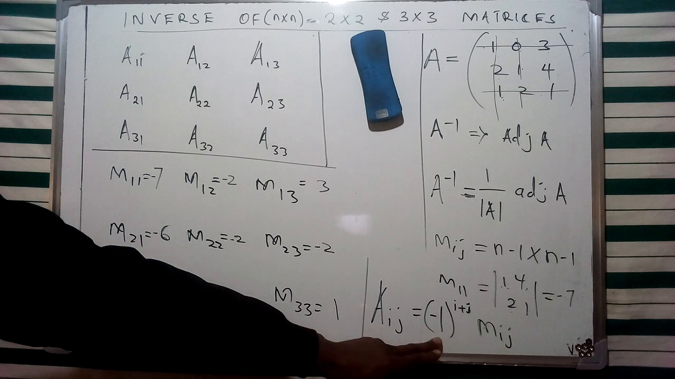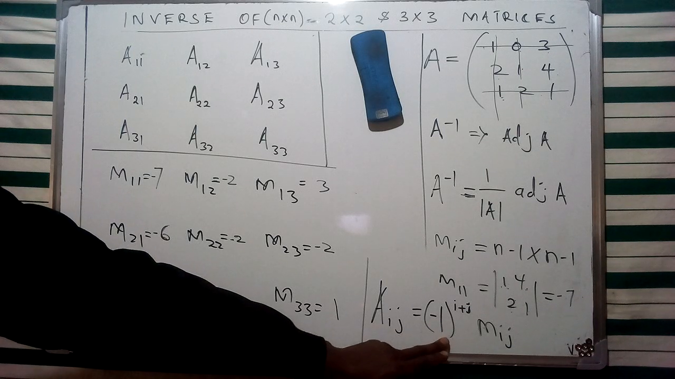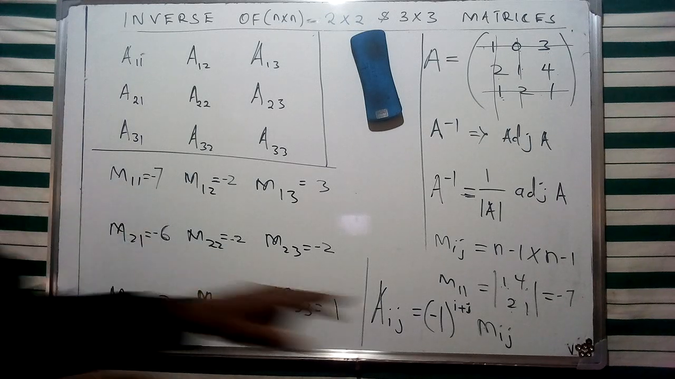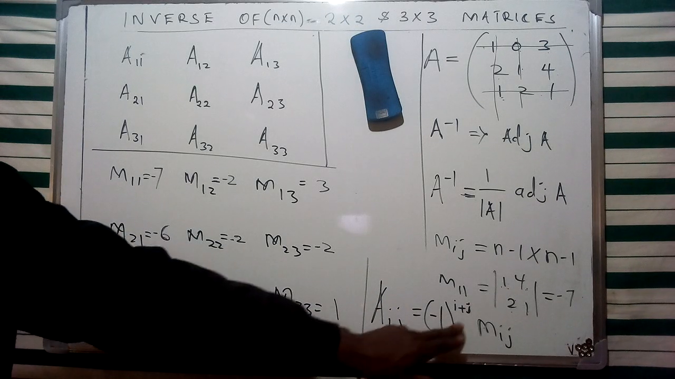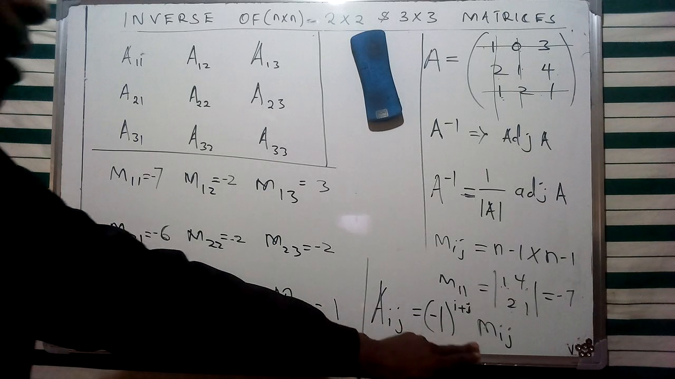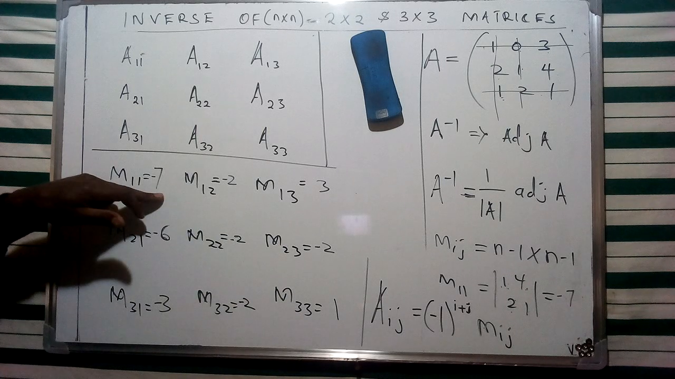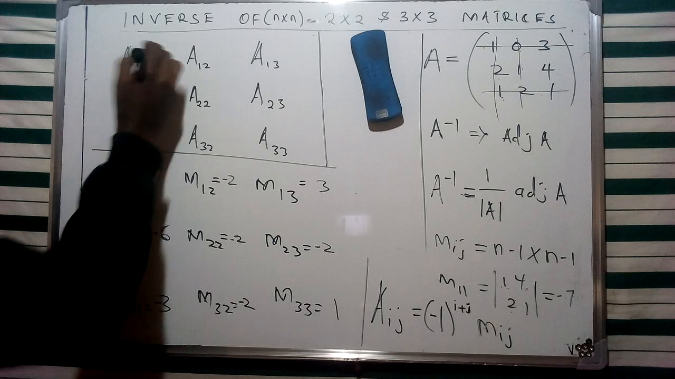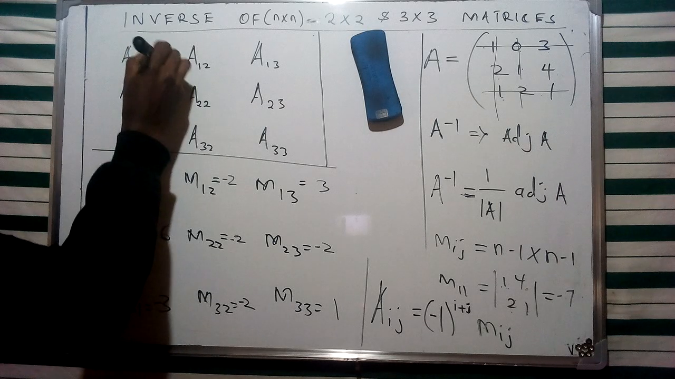So for the first one, we're going to have negative 1 raised to power 1 plus 1. So the sum of this is negative 1 raised to power 2. This is going to give us positive 1. So a multiplication between positive 1 and the value of the minor of this one, which is negative 7, is going to give us the value of the first cofactor, and that is going to be negative 7.